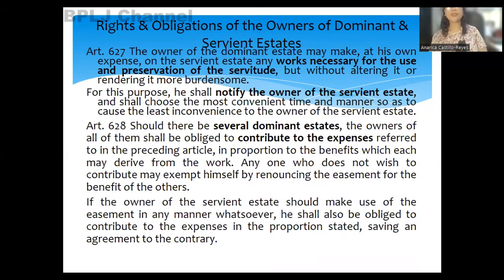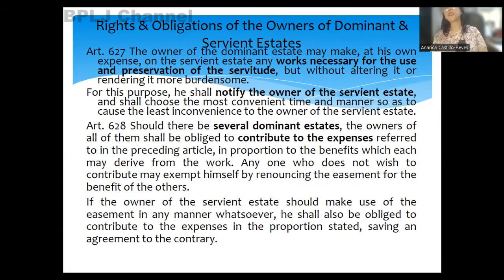Now, what are the rights and obligations of the owners of both the dominant and the servient estates? The owner of the dominant estate may make at his own expense on the servient estate any works that is necessary for the use and preservation of the servitude. For this purpose, he shall notify the owner of the servient estate and shall choose the most convenient time and manner so as to cause the least inconvenience to the owner of the servient estate.